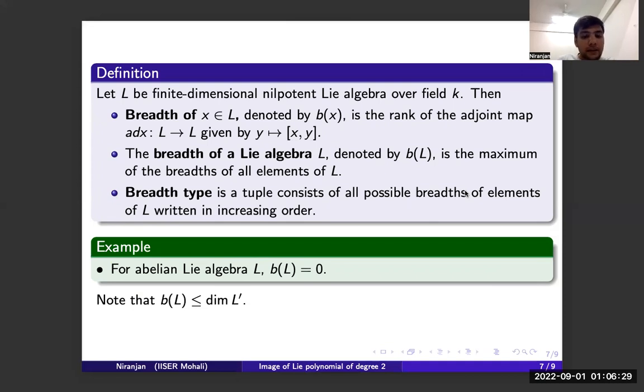For an abelian Lie algebra, the breadth is 0. In general, the breadth is always less than or equal to the dimension of L dash, because the image of the adjoint map is always contained in L dash.